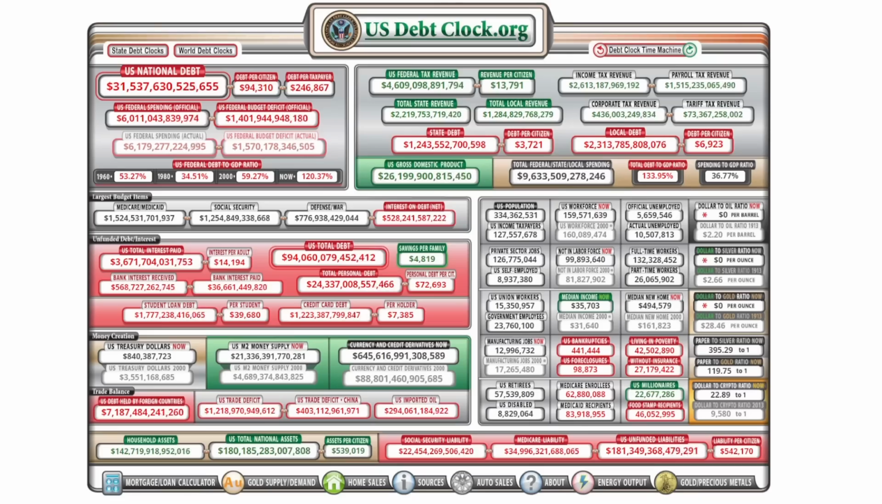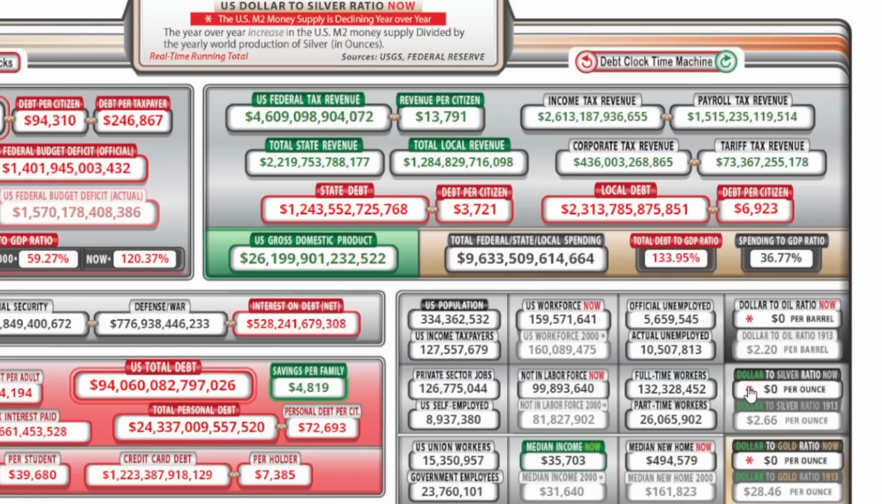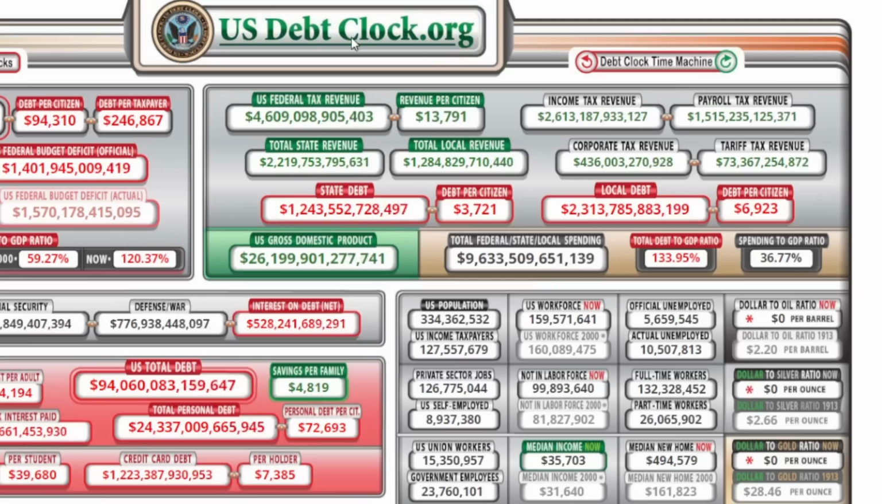All right, so we're going to jump right in. We are at the website usdebtclock.org. Now, typically I show the app version in my videos because it's a little bit easier to see, I think, but we're going to use the desktop version for this video. The reason is because only on the desktop version do they have this little asterisk for dollar to silver ratio, and they explain what it means at the top.